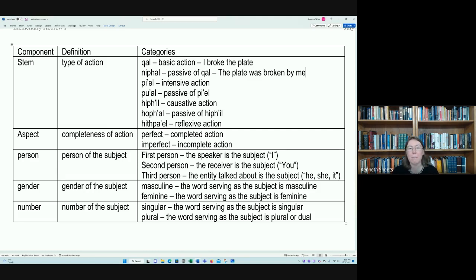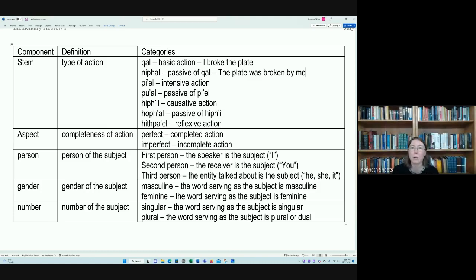Then we also have the piel, which is going to be the intensive action. So in other words, I take that action of breaking and I intensify it in some ways. Now, there are different ways in which I can intensify an action. I can intensify an action by repeating it. So thus, if I just clap my hands, that would be simple clapping. But I can intensify that action of clapping by doing it repeatedly. And so thus the second action, that repeated action, that is going to be the more intense.